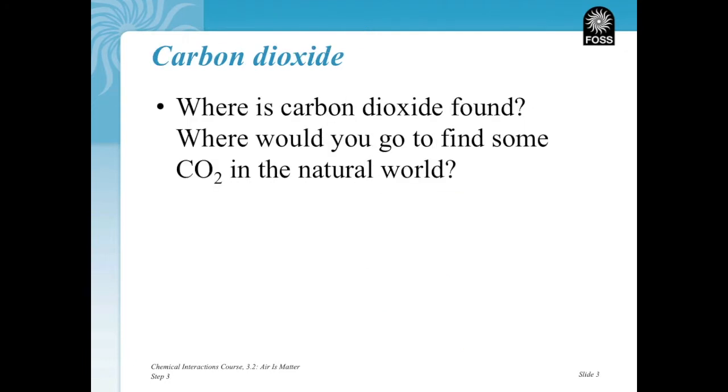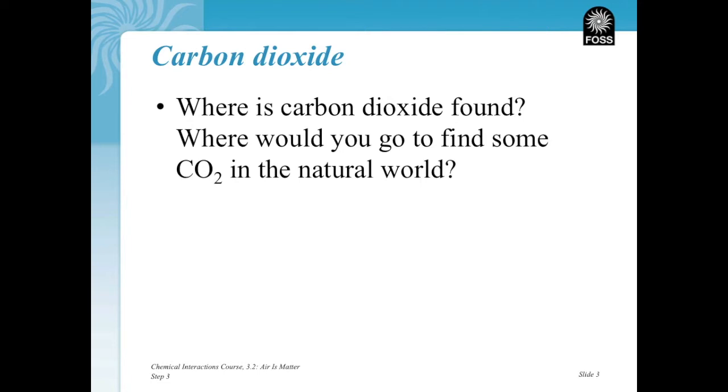So I kind of gave it away. Where is carbon dioxide found? Well, it is found in the air we breathe. We're breathing in carbon dioxide, believe it or not. It's in the air. We take it in. Our body doesn't use it, but it is part of the air that we breathe. It is part of the air outside that plants can use. It's given off by things that are burning. So lots of things. Where would we find it?